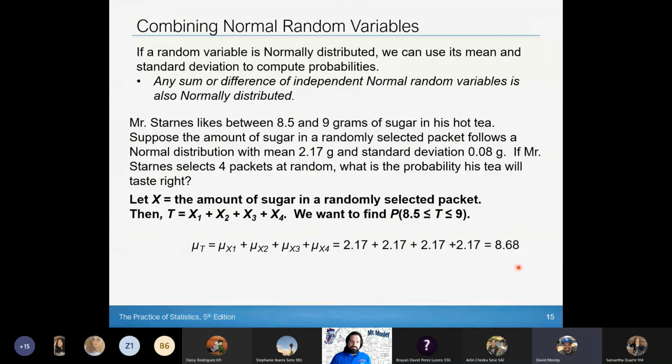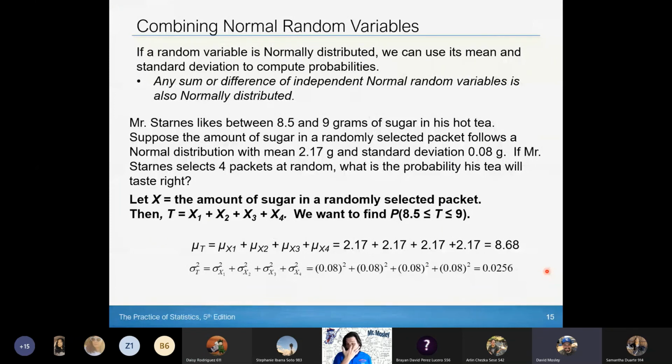So we find the mean of our random variable T by adding the means of each random variable X. It's all the same random variable, so we're just doing 2.17 added to itself 4 times. We get 8.68 as the mean for T, or the expected value for T.